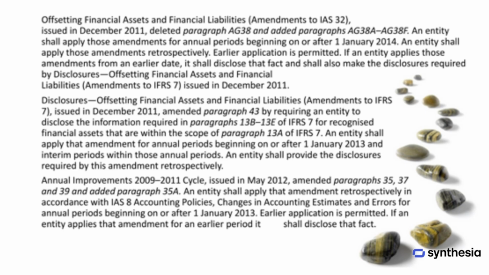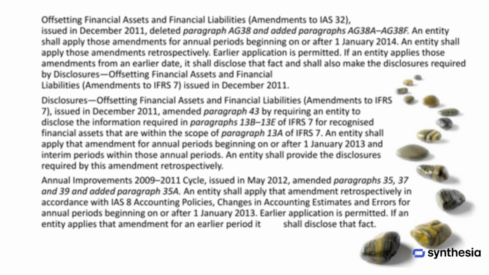The amendments to IFRS 7, issued in December 2011, changed paragraph 43 by requiring entities to disclose the information required in paragraphs 13b to 13e of IFRS 7 for recognized financial assets within the scope of paragraph 13a. These amendments must be applied for annual periods beginning on or after January 1, 2013, including interim periods within those annual periods, and the disclosures are to be applied retrospectively.